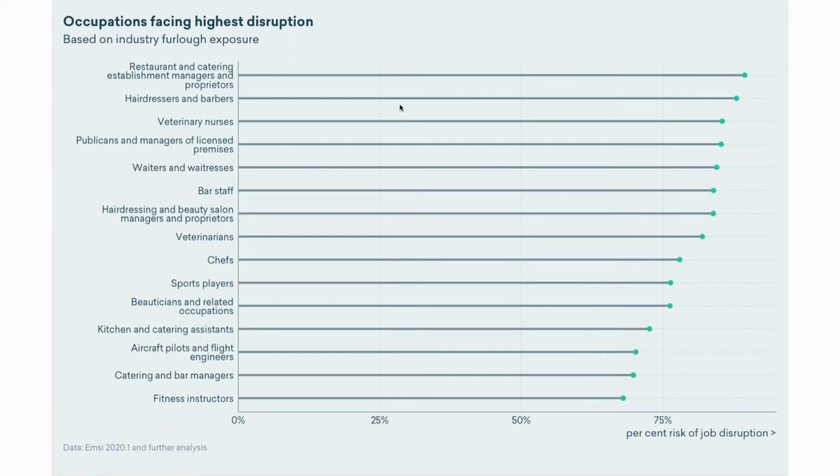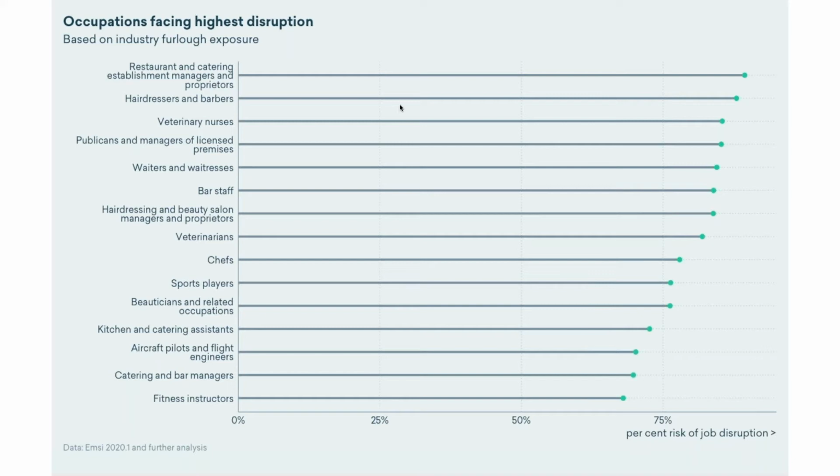And then just to look at the industries with highest furlough exposure. This is where the numbers of people taking furlough have been highest in these industries. And again, important context to understand this. As we'd expect, restaurant and catering establishments are at the top, hair and barbers second, and nurses and publicans. So probably no great surprises there in the top few.